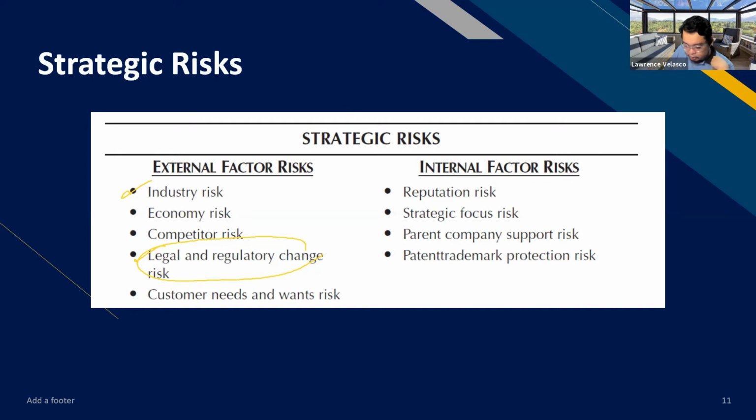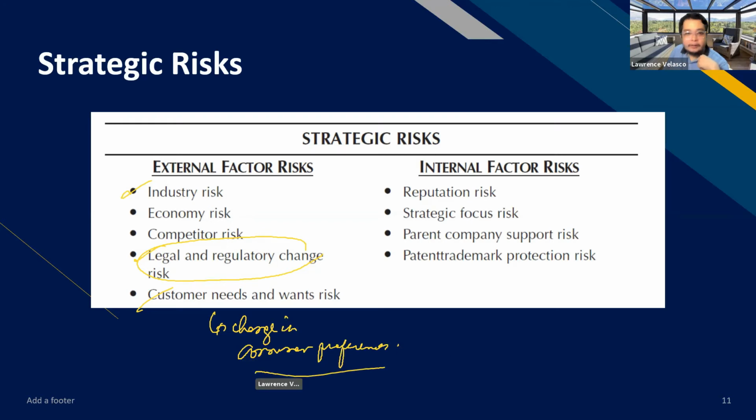Okay, another is customer needs and wants risk. Essentially, change in consumer preferences. Okay, that could be a risk, right? Because of some trends, and because of that, revenue will be down, and since revenue will be down, your profit and loss will be down. So therefore, you have an immediate connection between the risk and the loss.